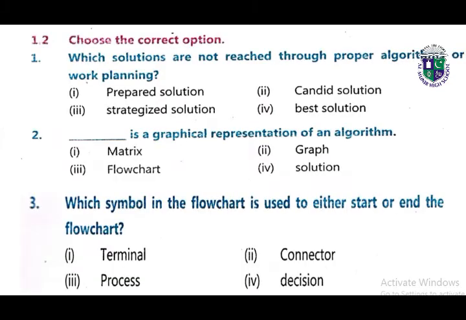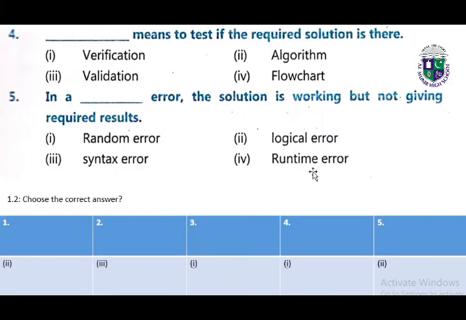Next, students, we have MCQ type questions. Choose the correct answer. Which solutions are not reached through proper algorithm or work planning? Dash is a graphical representation of an algorithm. Which symbol in the flowchart is used to either start or end the flowchart? Dash means to test if the required solution is there. In a dash error, the solution is working but not giving the required results.